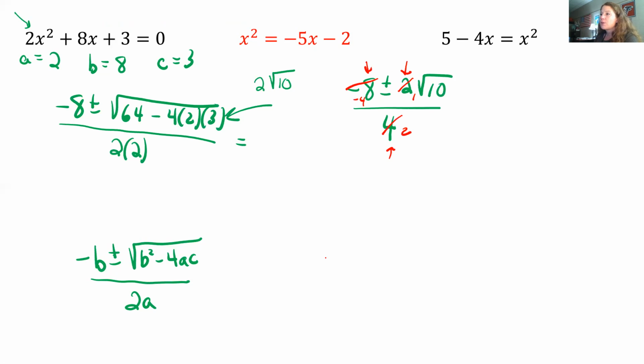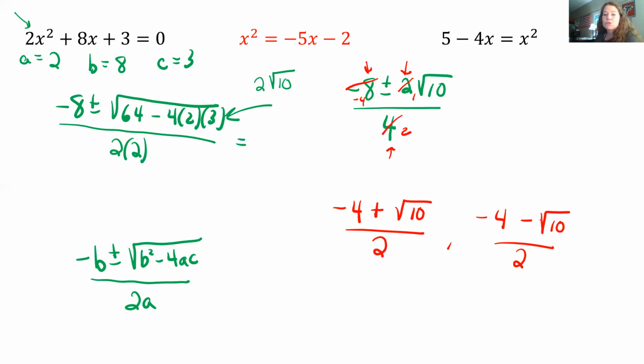So what are my 2 answers? My 2 answers are negative 4 plus 1 square root of 10, which is the square root of 10, divided by 2. My other answer is negative 4 minus the square root of 10 divided by 2. Those are my answers. Those are my exact answers. If it asks me for a decimal answer, I'm going to simplify those with decimals, plugged right into my calculator. Did you get it right?